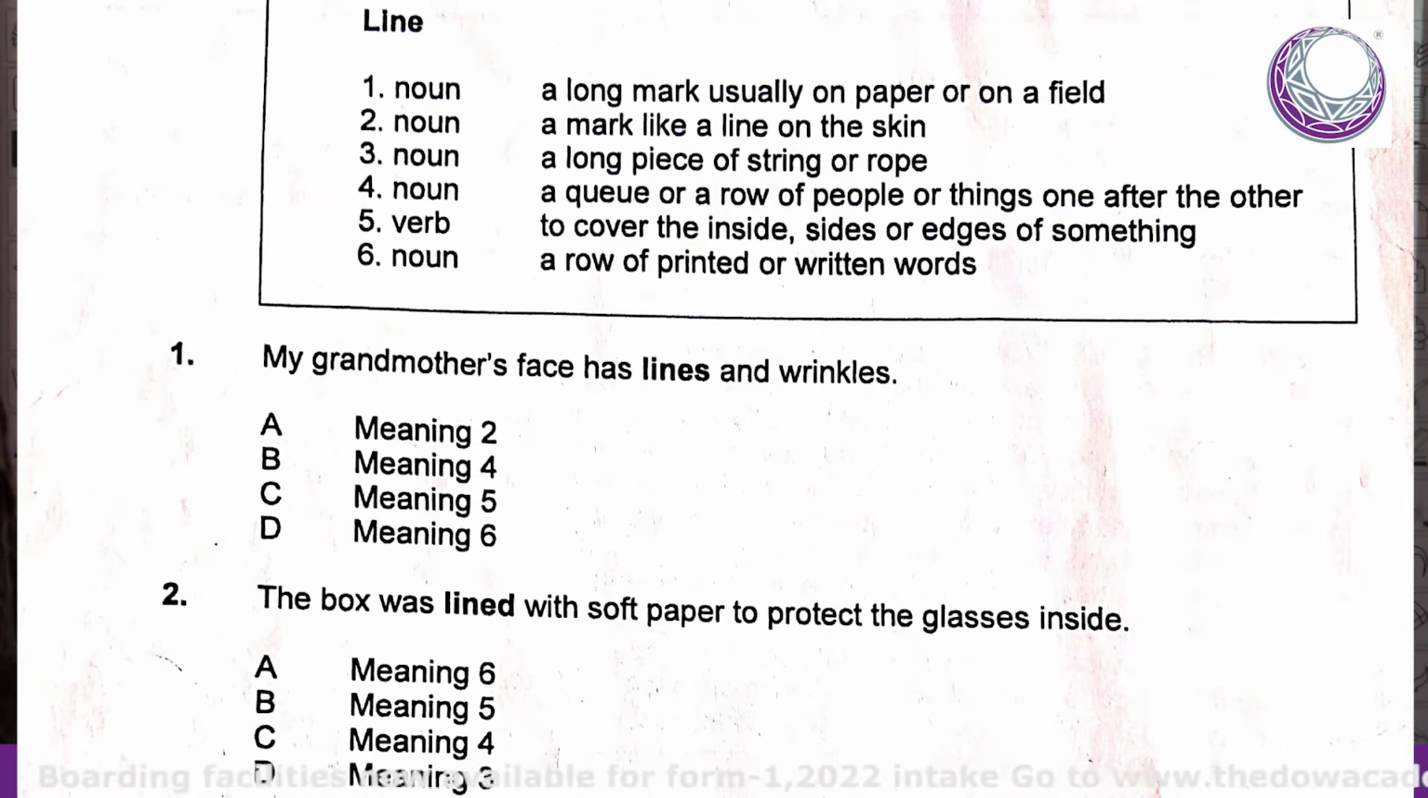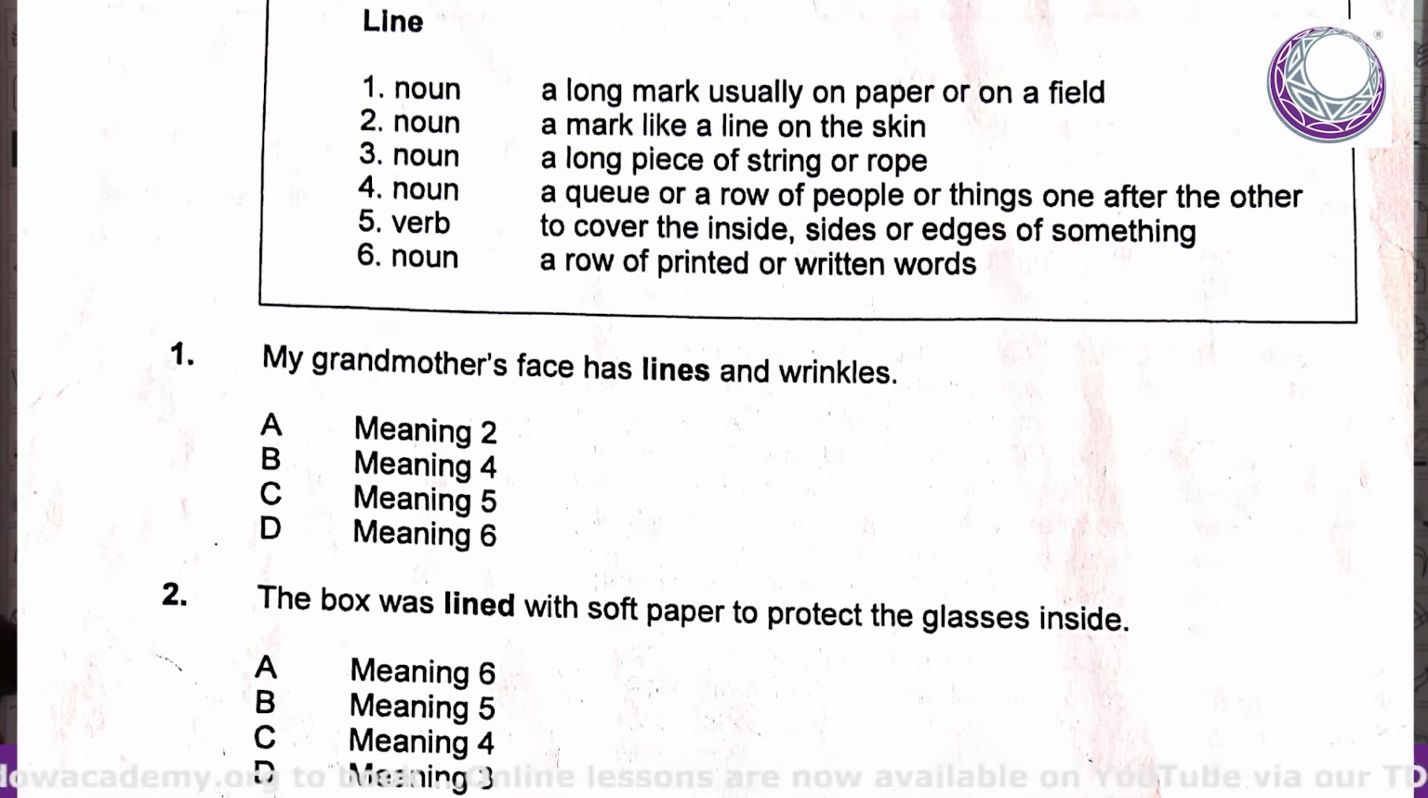So we are looking for which word or which set of words here is related to number 2. Number 2 says the box was lined with soft paper to protect the glasses. Let's go to meaning 2. Meaning 2 says a mark or a line on the skin. This one we are finished with. So let's go to this one. We can say a box was lined with soft paper to protect the glasses.